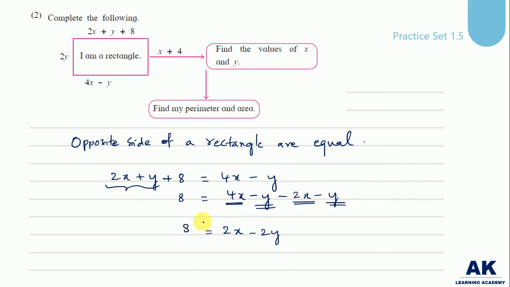Therefore 8 is equal to 2x minus 2y. If I divide this equation by 2, what will I get? 2 ones are 2, 2 fours are 8, 2 ones are 2. So I get 4 is equal to 1 into x is x, minus 1 into y is y. Therefore I get x minus y is equal to 4. Let's call this equation number 1.